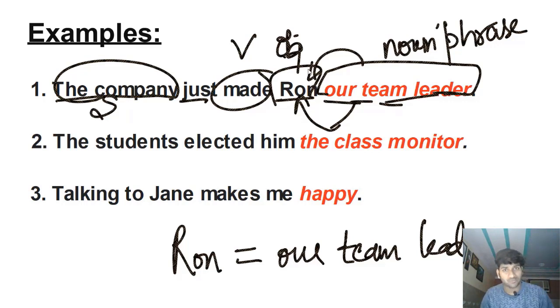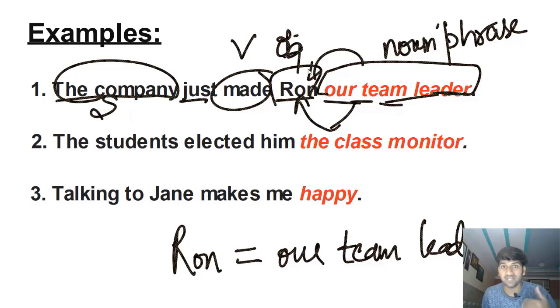If you take this piece of information out of the sentence and say the company just made Ron, now the sentence is incomplete. The company just made Ron. How can you make Ron? You cannot make a person, right? You can make a person somebody, right? You can make a person mad, you can make a person happy, or you can make a person a director of the company, a supervisor. You can make a person in a certain state, or you can give a particular position to the person, right?